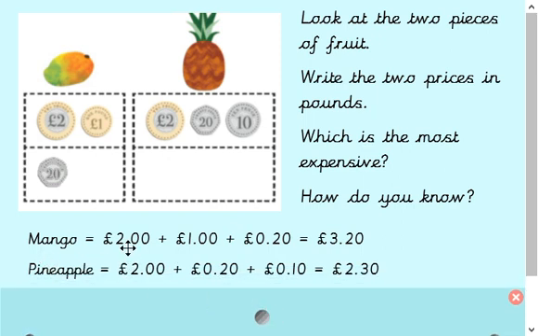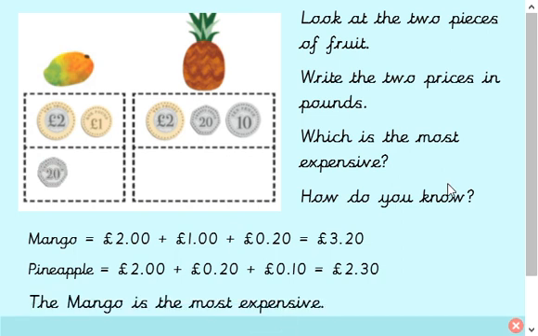So we've got £2 for the mango plus £1 plus 20 gives us £3.20. For the pineapple, as we said, we have £2 and 20 and 10 gave us £2.30. So which of these two prices is the most expensive? Well, the first thing I look at is the pounds column. The mango has 3 in it, the pineapple has 2 in it. So straight away, without looking at anything else here, I know that the mango is most expensive.